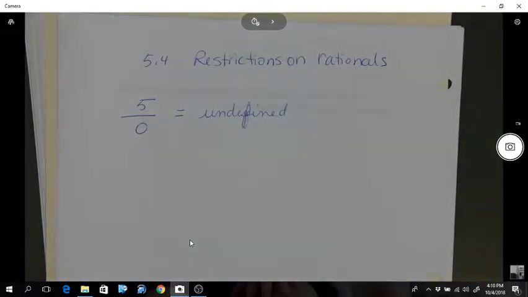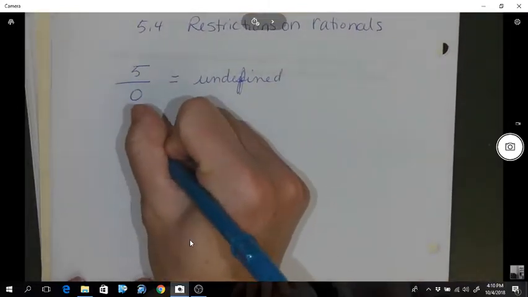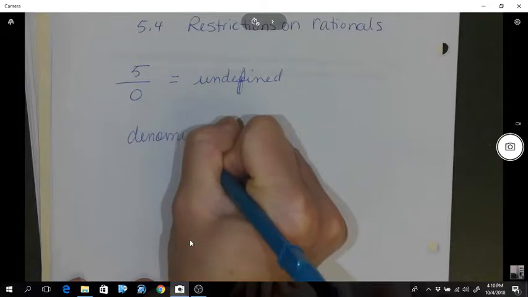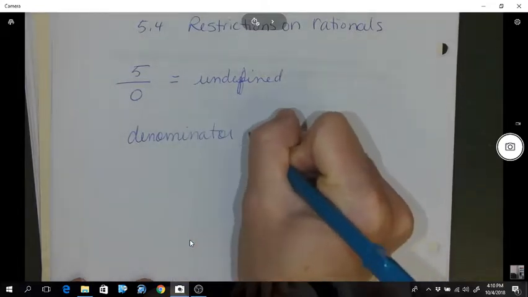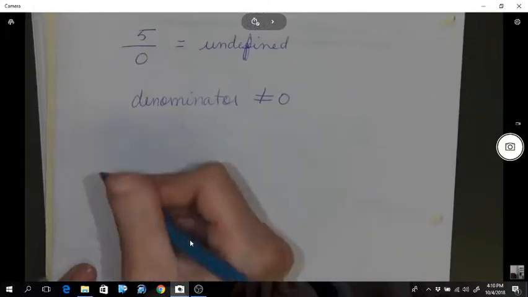In other words, if you had $5 and wanted to divide it amongst 0 people, can you define that answer? Okay, it's something you cannot define. So here's the rule. Your denominator cannot equal 0. Okay, because you cannot divide by 0. So let's look at some examples.